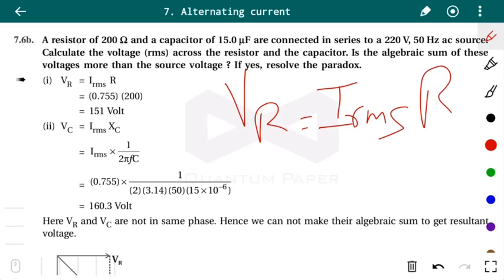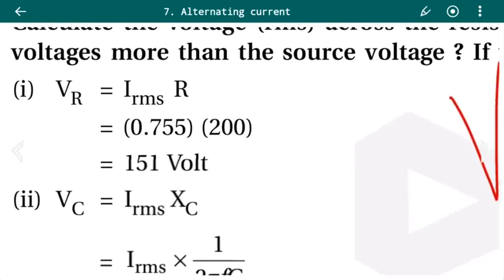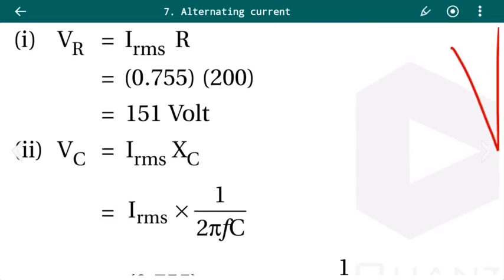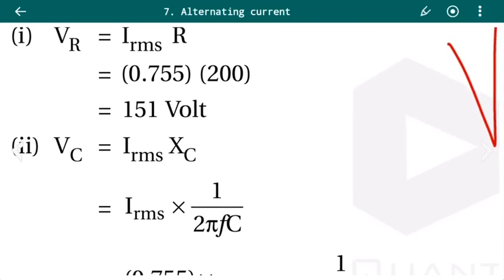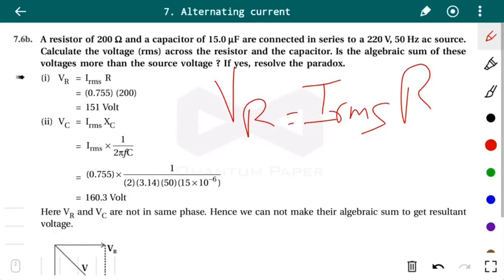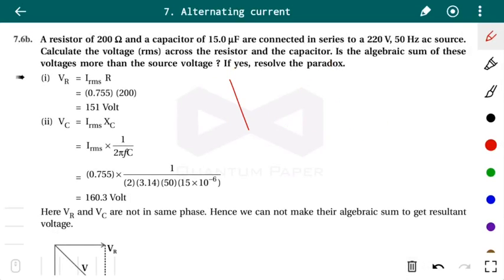And in the first part we have solved for the RMS value of the current. So put the values of that: 0.755 into 200. When we calculate this, we get the value as 151 volt. In the same way, we can find the voltage across the capacitor. Again, using Ohm's law, we can write I into R, but here we need to find the voltage drop across the capacitor. So instead of R, we need to take the capacitive reactance. So it is IRMS into XC.